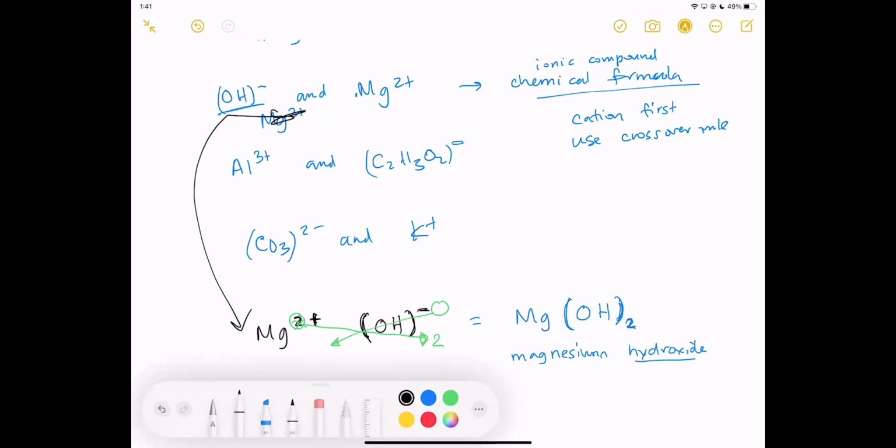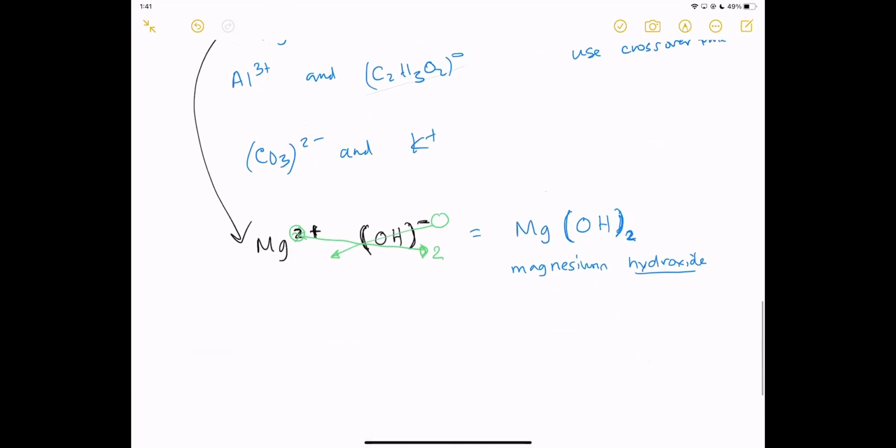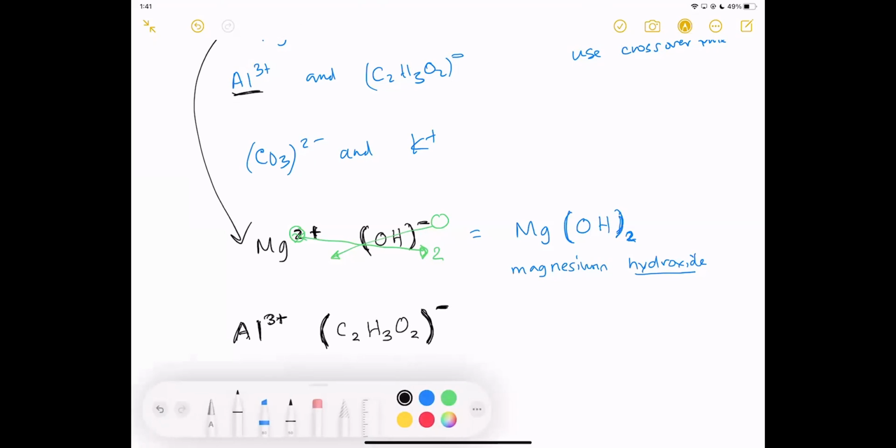So writing the cation first, let me move this down. I'm going to write Al. So this is Al3 plus. That one is listed first, so I'm going to write it first because it's the positive charge, not because it's listed first. And then the next thing next to it is C2H3O2 minus. And this is on your polyatomic ions list. That's acetate. Okay, so what you have here is the crossover rule.